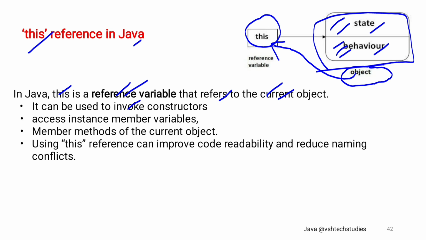It can be used to invoke constructors, and access instance member variables and member methods of the current object. Using this reference, one can improve code readability and reduce naming conflicts. These naming conflicts we will understand when we discuss an example program. What is this? This is a variable which stores the address of the current object. Hence, this is called a reference variable that refers to the current object.